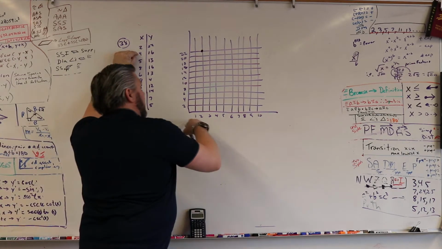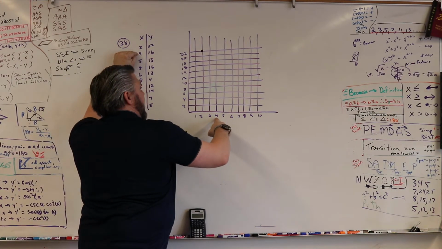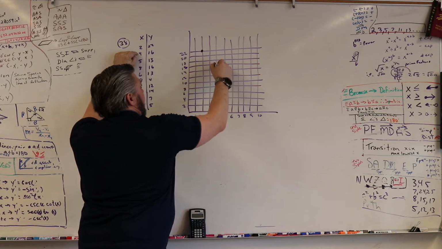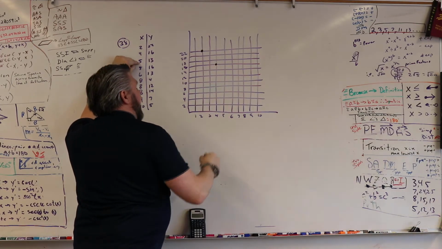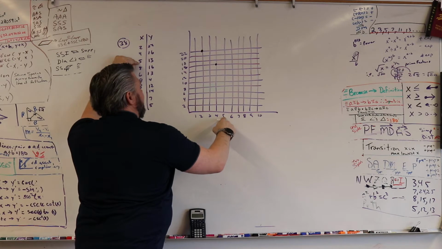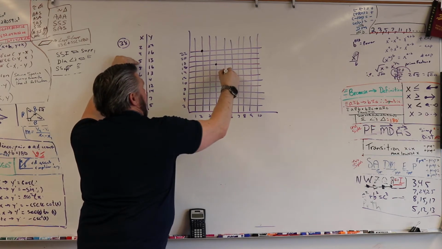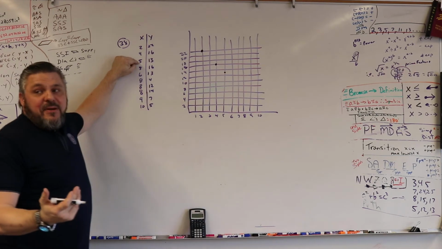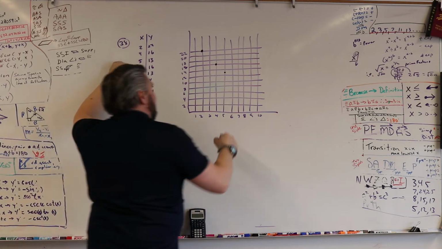Where does 4 and 16 go, Terrell? 4 and 16. Okay? 5 and 13. So that would be halfway between 12 and 14, right? Yes, sir. 5 and 16.